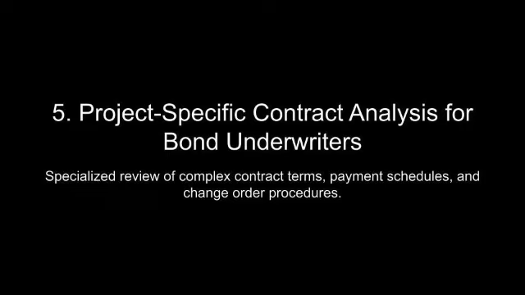Default clauses carry inherent risks for sureties because a termination for default often precedes a bond claim. For example, if a contractor is terminated for failing to meet schedule requirements, the project owner may call upon the performance bond to engage a replacement contractor. The surety must then evaluate whether the default was legitimate and whether the termination procedures outlined in the contract were followed. Any deviation from procedural requirements, such as insufficient notice or failure to provide an opportunity to cure, can expose the surety to disputes, complicating the resolution process and increasing costs.